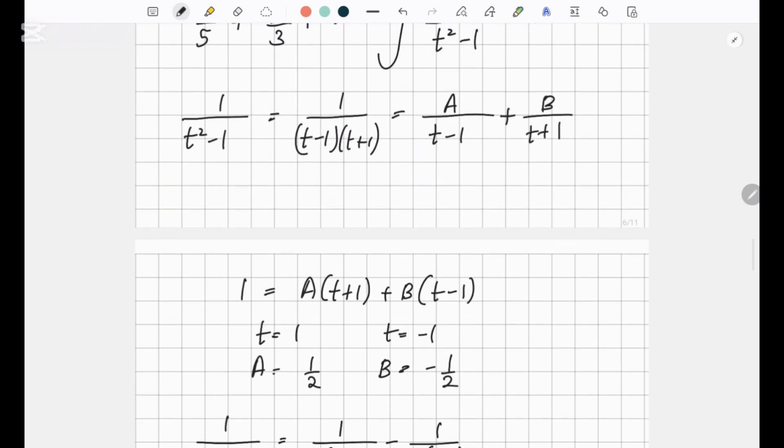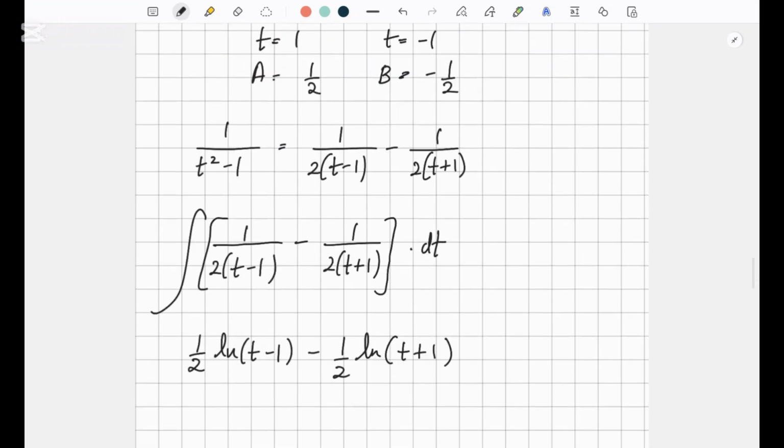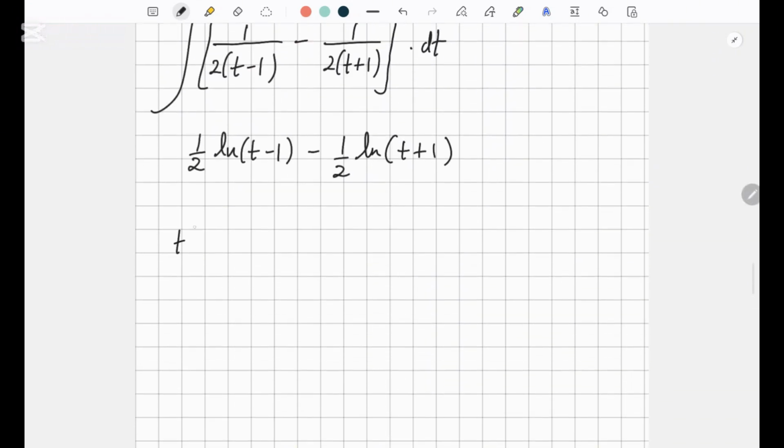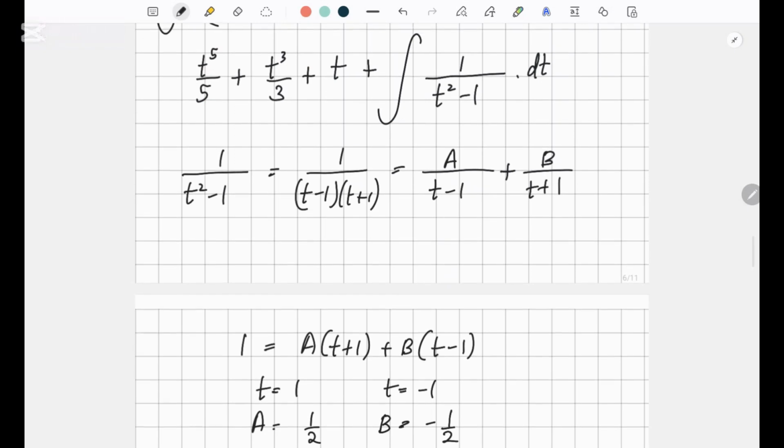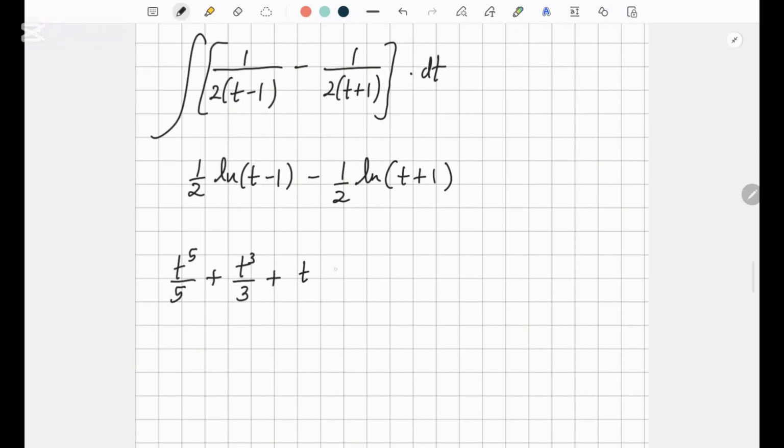Okay, now you got the answers, right? Now we have the answers. So our final answer would be t to the power 5 over 5 plus t to the power 3 over 3 plus 1. I'm sorry, not 1, it's t, right? Yeah. t plus half ln. Now, instead of writing it like this, we could write it as half ln t minus 1 over t plus 1. Logarithmic rules, as it's minus meaning it's division of the terms you have inside. Half ln t minus 1 over t plus 1.